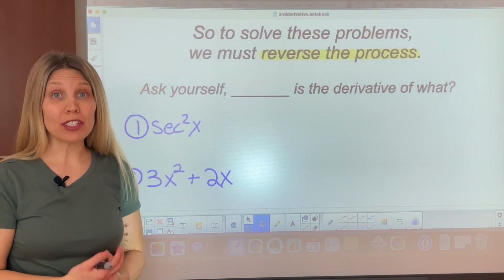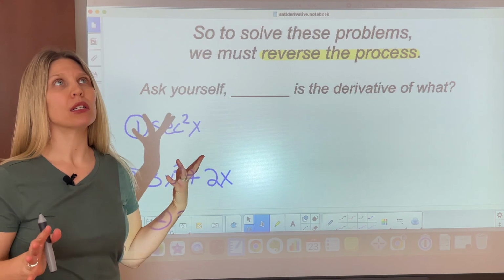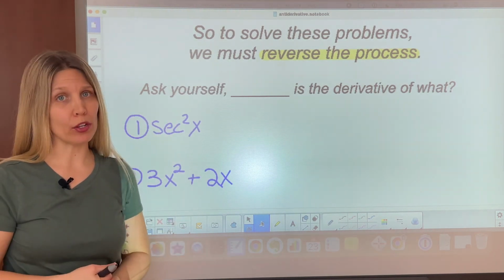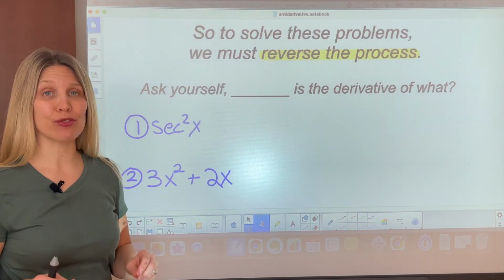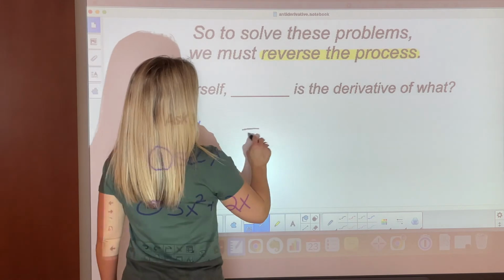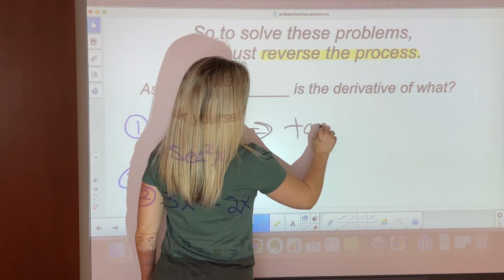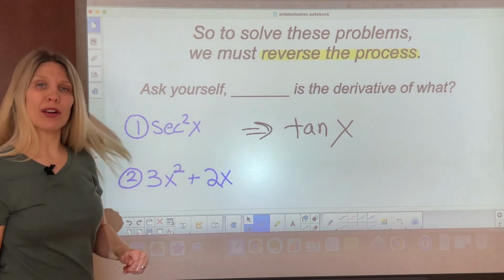What did you have to take the derivative of to get secant squared x? Yeah, I'm asking you to pull all that trig stuff. So if you don't remember, make sure you find your notes on trig derivatives. And if you do remember, hopefully you've all said the answer to this would have been tangent x. Okay, let's try this one down here.